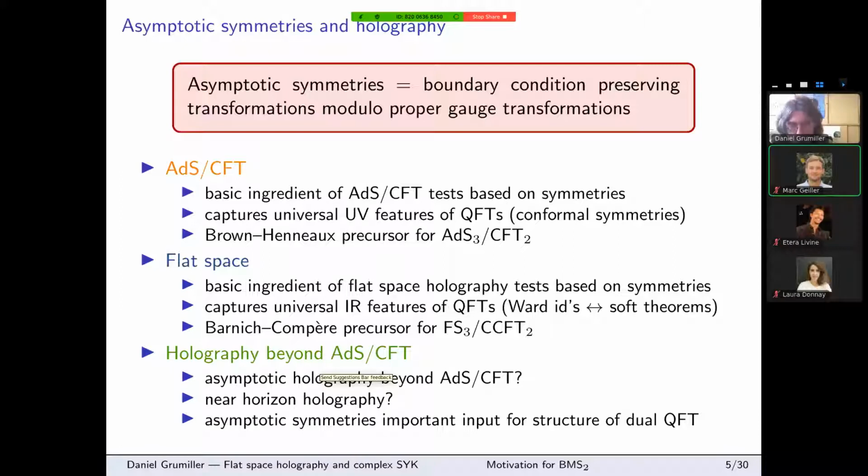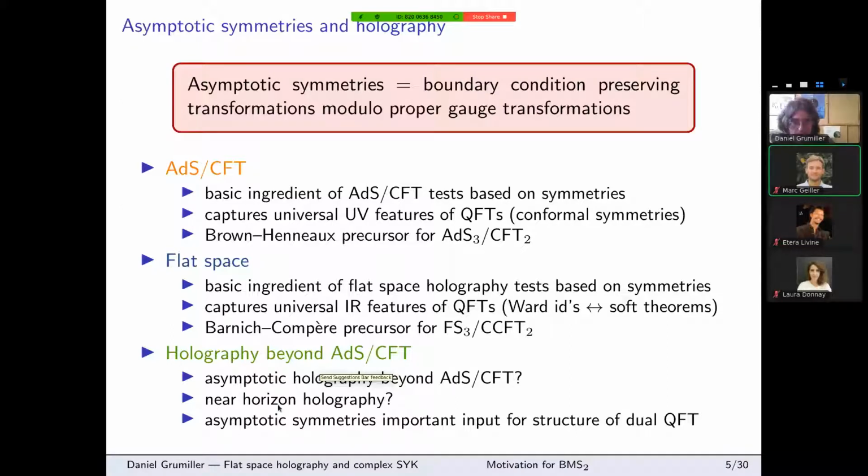Now in my talk, I'm going to focus on flat space holography, but let me nevertheless briefly say a few words beyond this. So a long-term research goal is to understand how general is holography and does it work beyond AdS/CFT. So in that context, it's again important to know what are the asymptotic symmetries on the gravity side. Can we do asymptotic holography beyond AdS/CFT? That's one, I think, interesting question. If it's always possible, how does it work precisely? If it's not always possible, what are the criteria that make it possible?